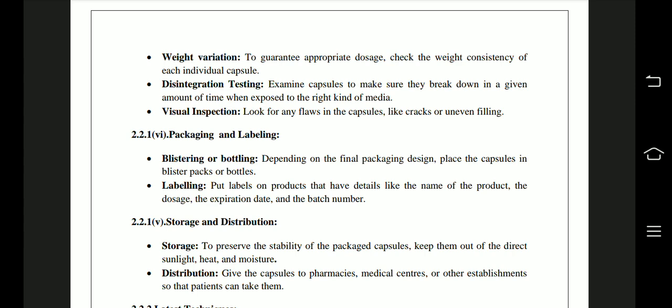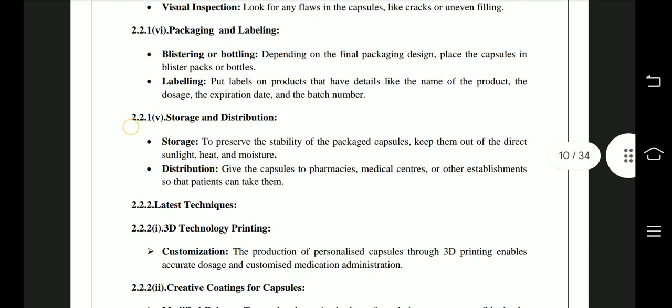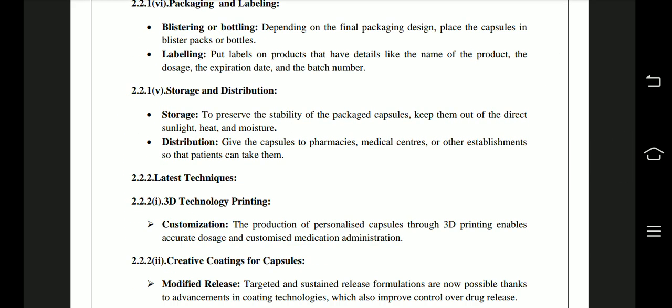The sixth step is packaging and labeling. Blistering or bottling. Depending on the final packaging design, place the capsules in blister packs or bottles. In packaging and labeling, the next step is labeling. Put labels on the product that have details like the name of the product, the dosage, the expiration date, and the batch number.